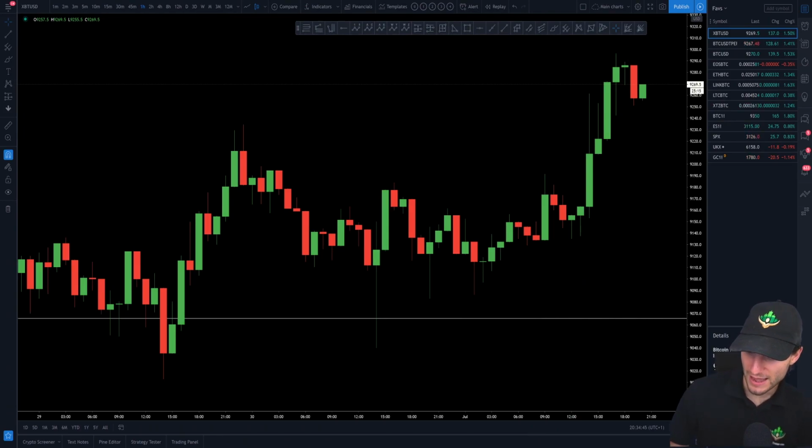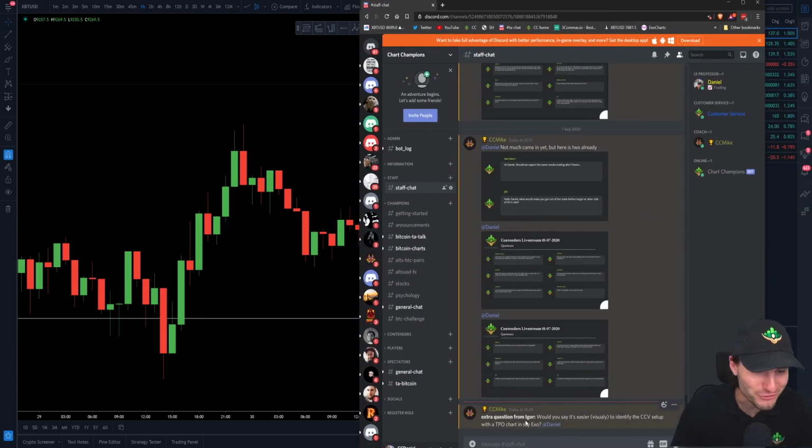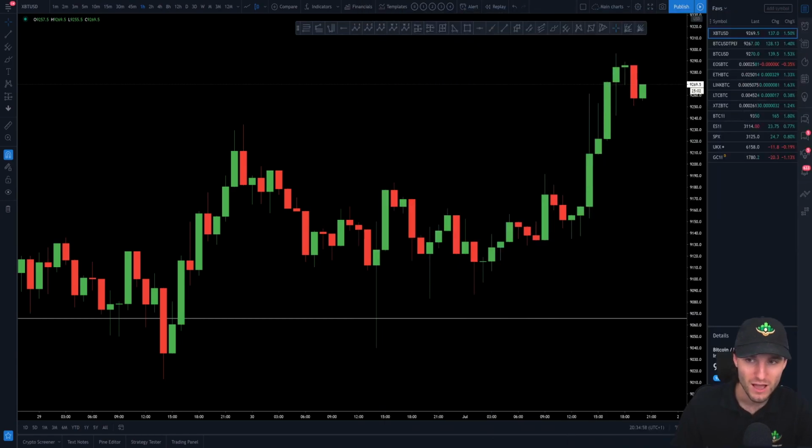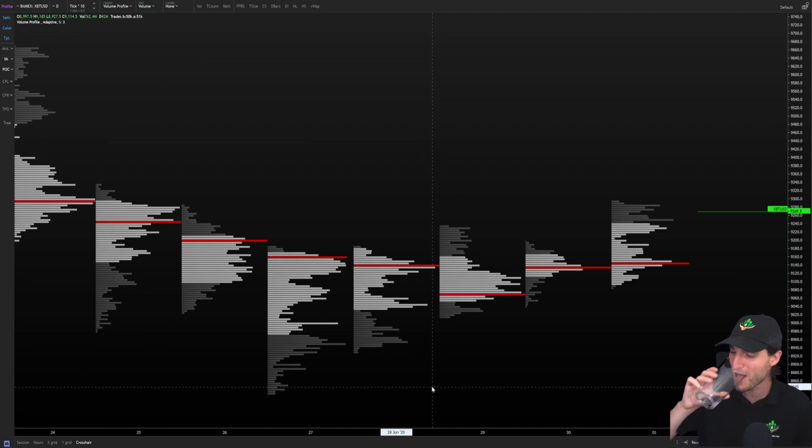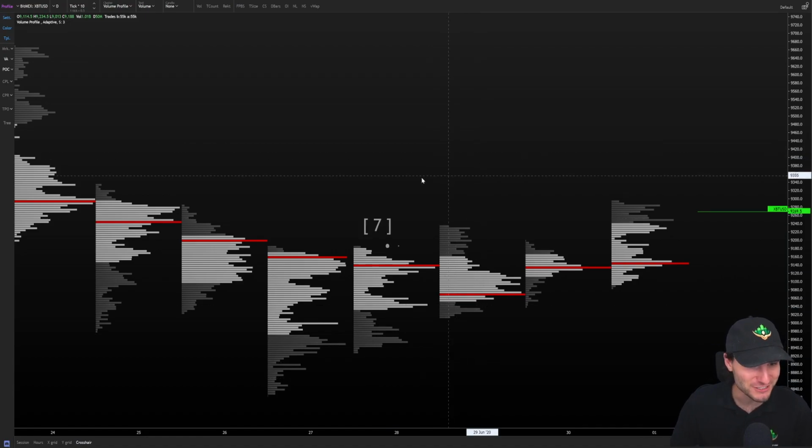And the last question that I have here, which has come in from our good friend Igor: would you say it's easier visually to identify the CCV setup with a TPO chart in, say, EXO? Yeah, so whenever I'm looking at this, you all know I'm a big fan of EXO charts now. I never used to use EXO charts a year ago. Well, EXO charts didn't exist a year ago, so I'd have found it hard. So yeah, now it exists. I use EXO charts because I love this software.